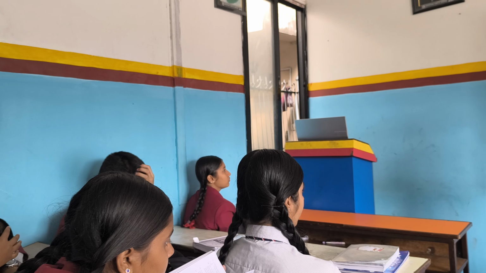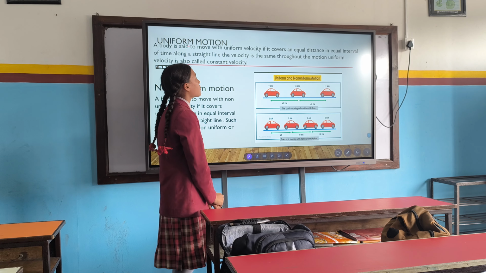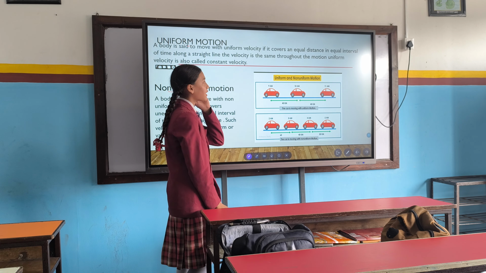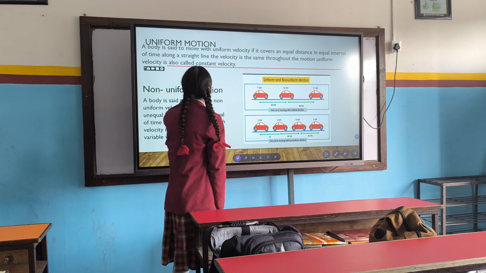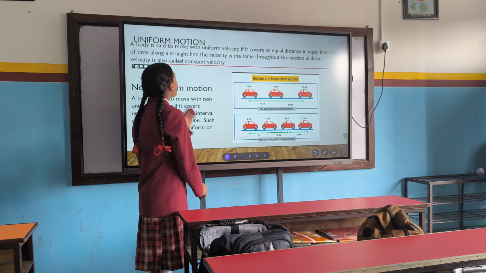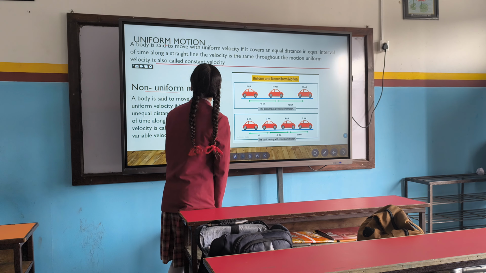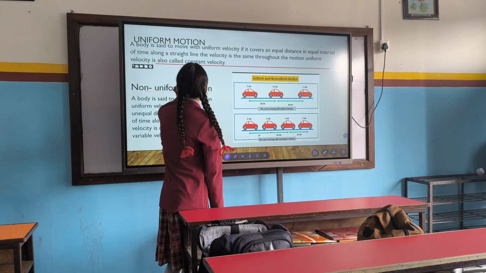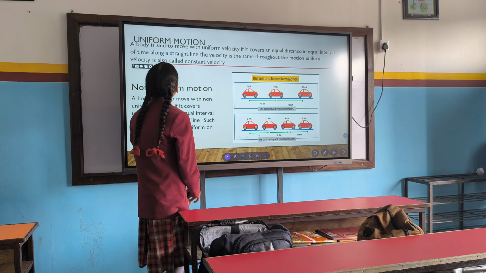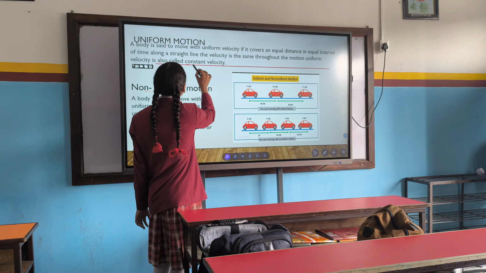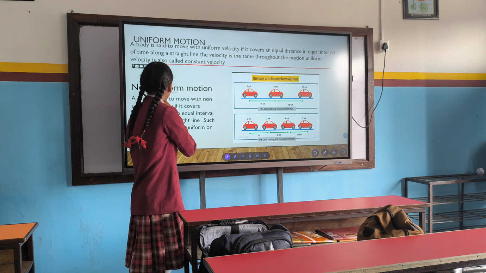There are two types of motion. They are uniform motion and non-uniform motion. Uniform motion: a body is said to move with uniform velocity if it covers an equal distance in equal intervals of time along a straight line. The velocity is the same throughout the uniform motion. Uniform motion is also called constant velocity.